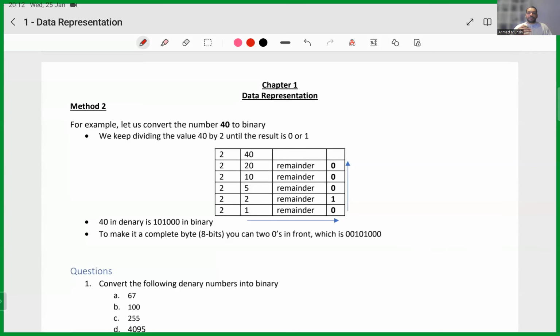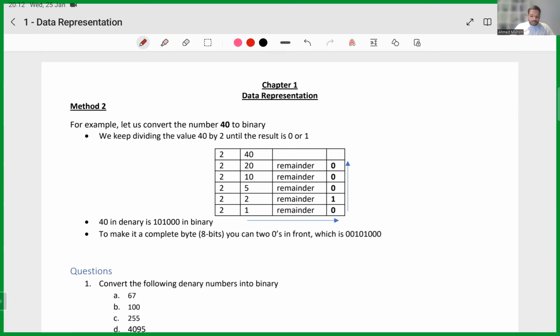Okay, so guys, now we move on. We just completed method number one, where we were converting a decimal number into binary format using the subtraction method. Now I'll be showing you how to convert a decimal number into binary format using method number two, where we do a lot of division.